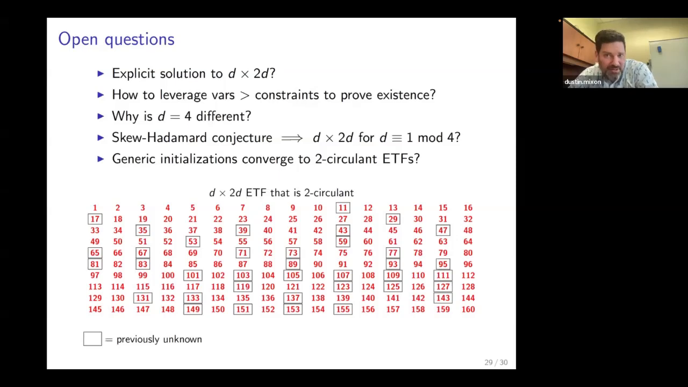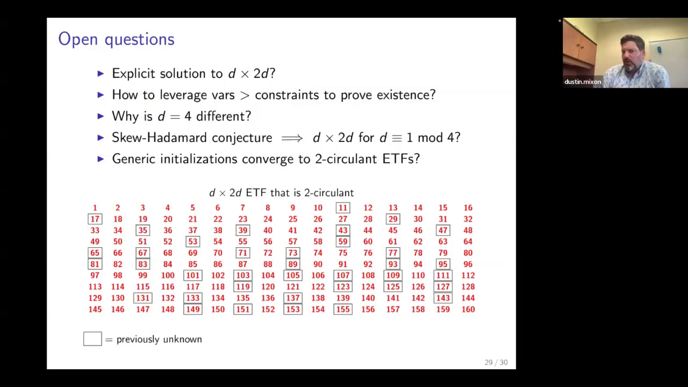Is there a way to suss out dimension 1 mod 4 from skew-Hadamard? That would be nice, or just some other version of Hadamard. Does there exist a Hadamard conjecture that implies weak d by 2d? That would be great. And then one more thing that's kind of puzzling.